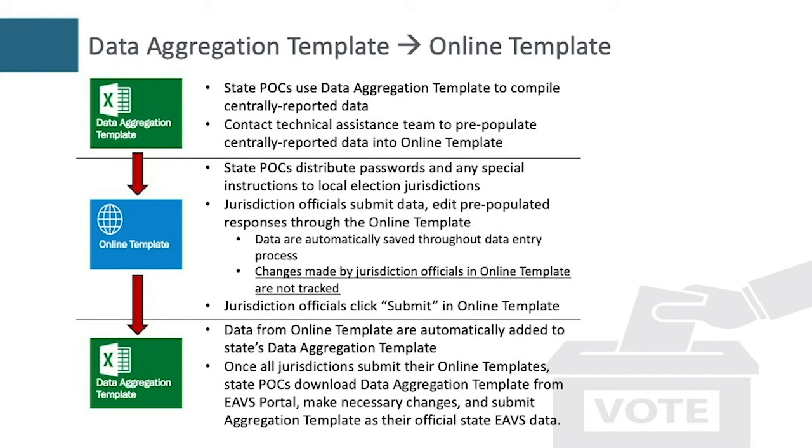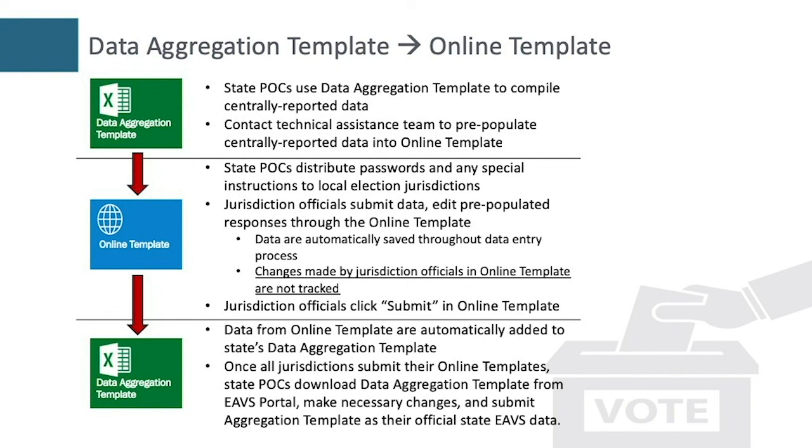Once your jurisdiction's online templates have been pre-populated, the process works just like we discussed on the previous slide. Local jurisdictions use their unique password to access the online template, enter in data or edit pre-populated responses, and then submit their data. Data submitted through the online template is automatically added to the data aggregation template on each state's EAVS portal page. And from there, the state officials are responsible for downloading the aggregation template, making any necessary changes and running error checks, and then uploading the state's finalized data submission to the EAVS portal.